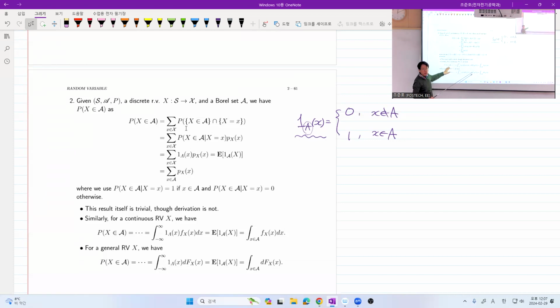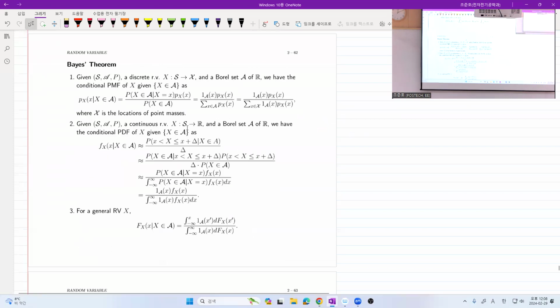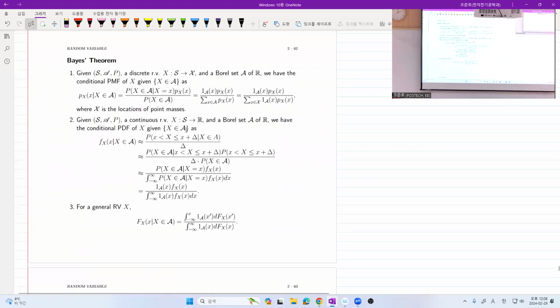It's natural, right? So use of indicator function is very, very powerful. Same thing can be done for other cases like this, Bayes' theorem. Now, suppose you want to find the conditional probability mass function. Oh, this is already done, right?